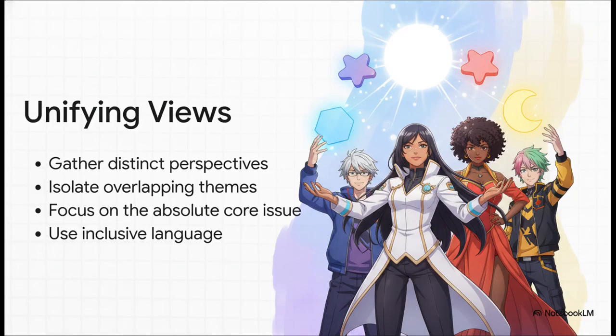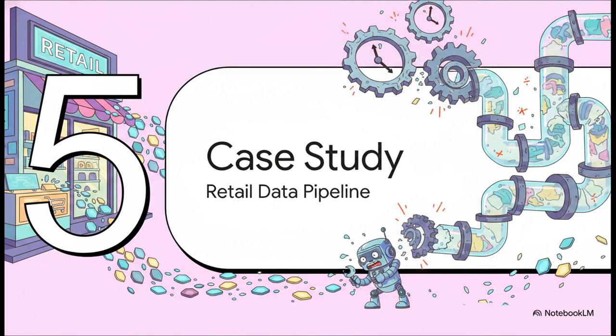And this is exactly where strong leadership comes in. A truly great project leader doesn't take sides. Instead, they impartially gather all these distinct perspectives, isolate the overlapping themes, and zero in on the absolute core issue. From there, you use inclusive language to unify these different viewpoints into a single, shared source of truth that the whole organization can rally behind. Section 5, real-world case study.